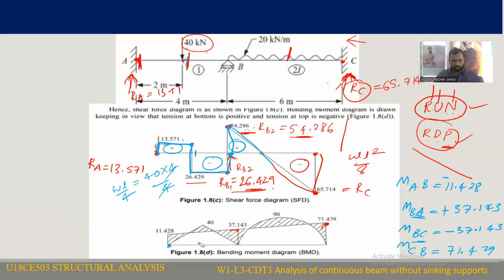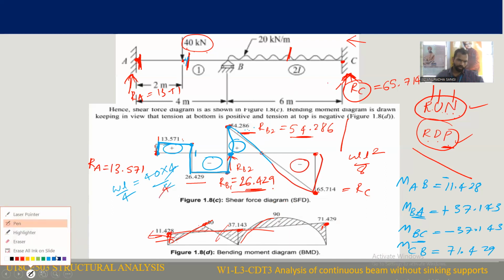Now we need to locate the net values, net positive and net negative. That is the actual bending moment, which is nothing but the net value. This will be negative and this will be positive. This will be called the net negative bending moment diagram. So this is net negative, this is net positive, and net negative.